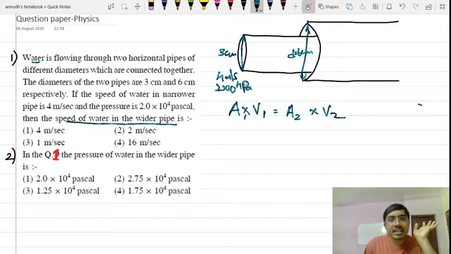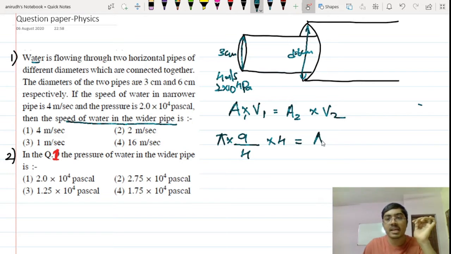Point is, what is area over here? It is pi d square by 4. Fine. So this is pi multiplied by 3 3s are 9 divided by 4 multiplied by velocity 1 is equal to pi multiplied by 36 divided by 4 multiplied by velocity. This has to be found out.